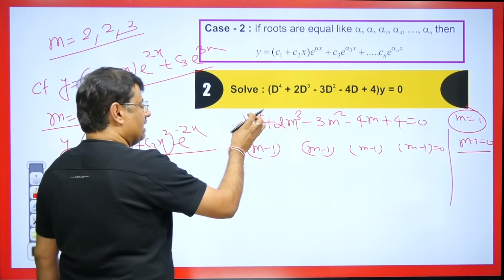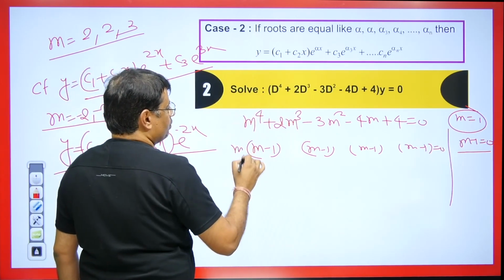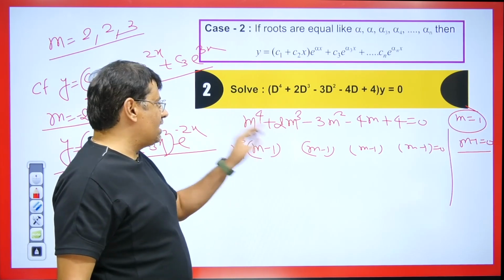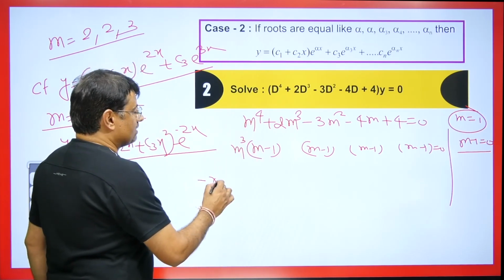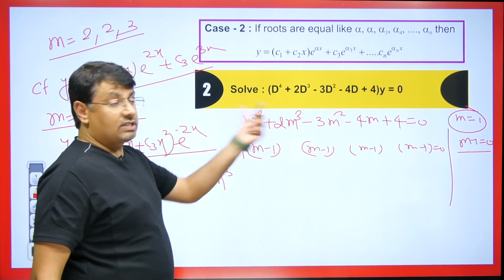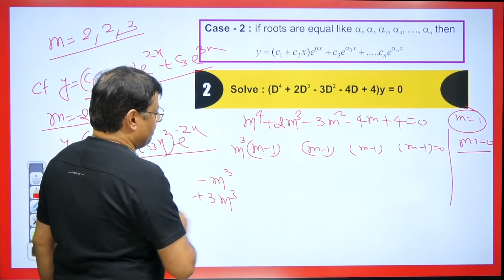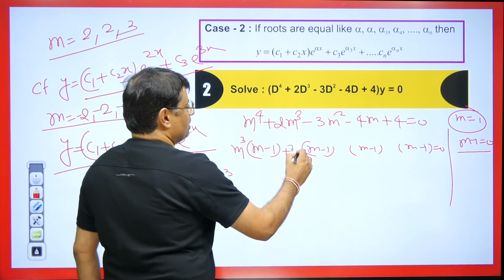If this is m to the power 4, then what will we do? We'll multiply this by m cube, m to the power 4. When m cube and minus 1 multiply, we will get minus m cube. And we need plus 2 m cube here, which means we need plus 3 m cube here, right? Only then will we get it.